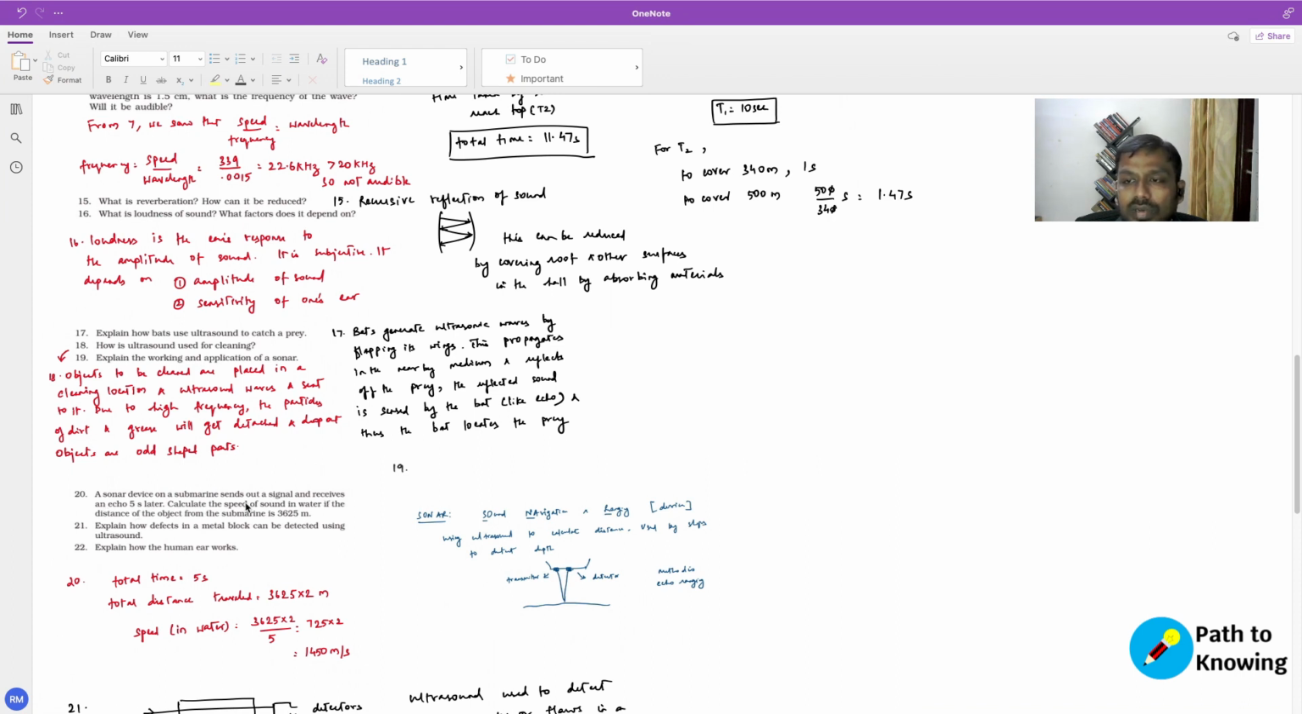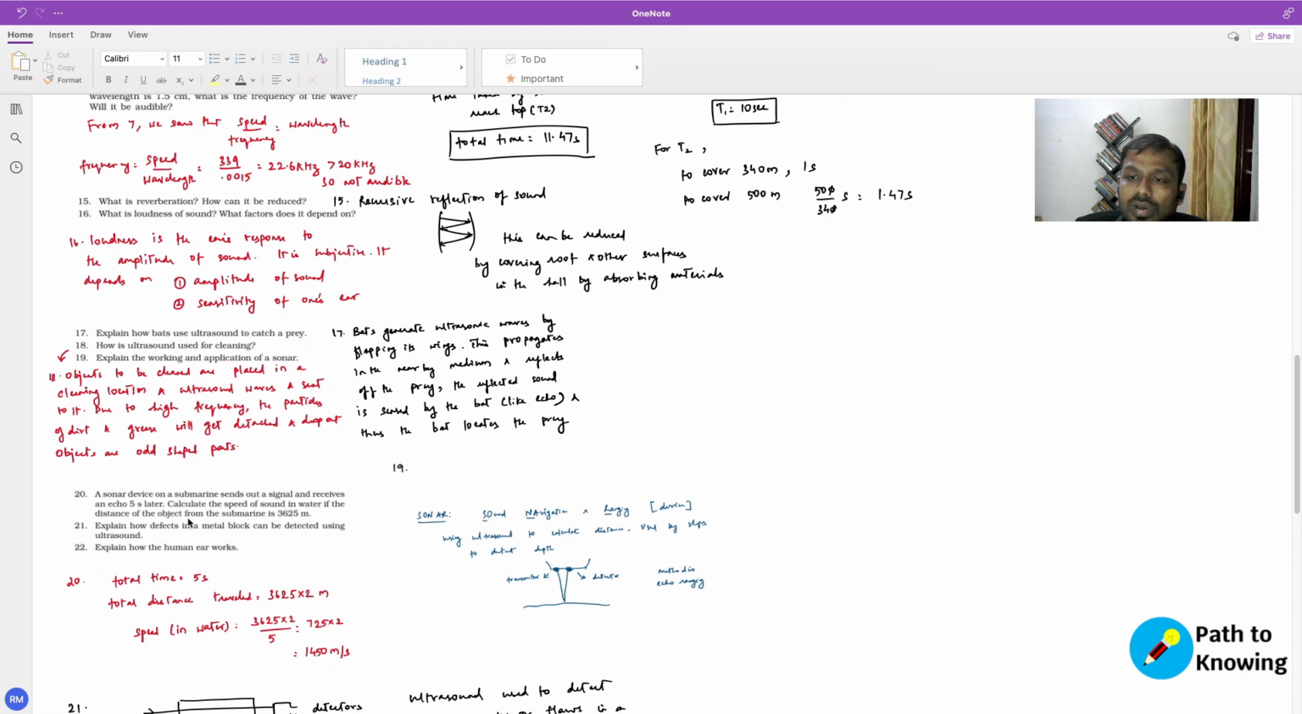Question number 20. A sonar device on a submarine sends out a signal and receives an echo 5 seconds later. Calculate the speed of sound in water if the distance of the object from the submarine is 3625 meters. So here the total elapsed time from the transmitter to the detector, that is the total echo time, is 5 seconds. The total distance traveled is 3625 into 2 meters, because this is only the depth.